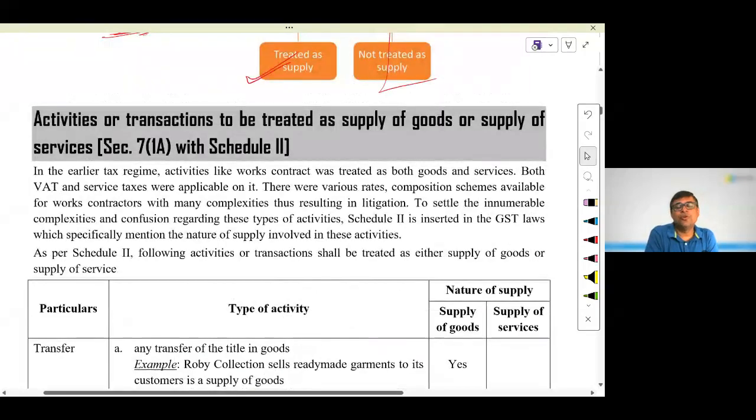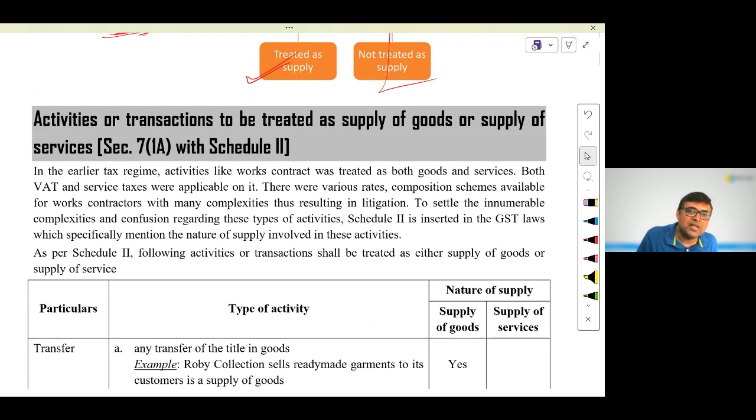Now coming to Schedule 2. Schedule 2 does not provide any supply or non-supply, it just provides certain clarification whether a particular supply is a supply of goods or a supply of services. Sir, GST is a single Act. What if the particular supply is treated as goods or services? It hardly matters? It matters.